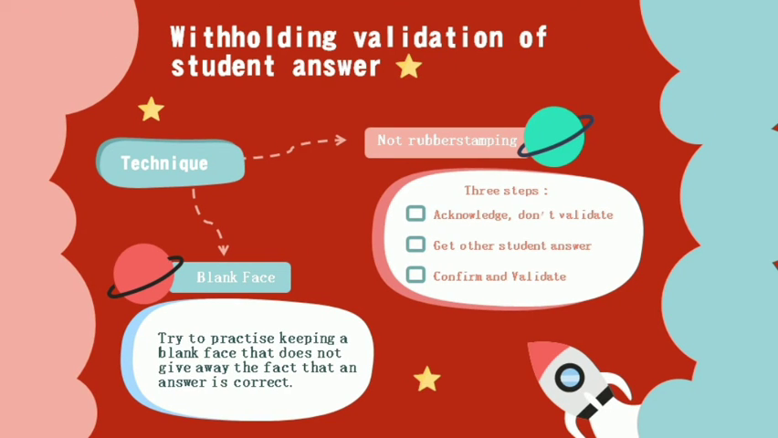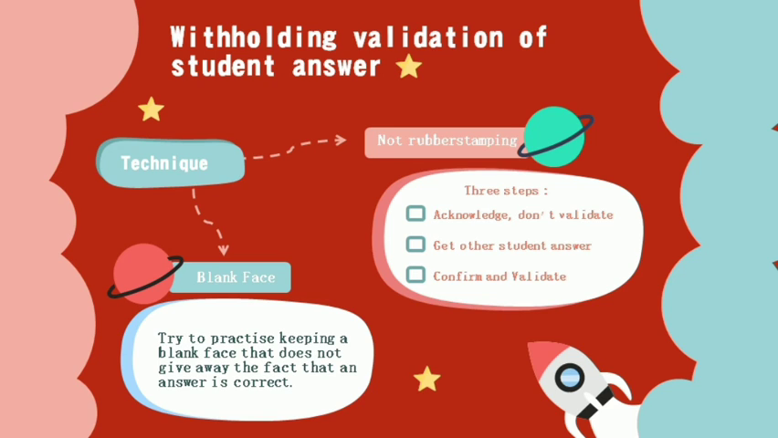Okay, the next is withholding validation of student answers. There are two techniques to involve students in answering questions, not only the fastest one. The first is not rubber stamping.